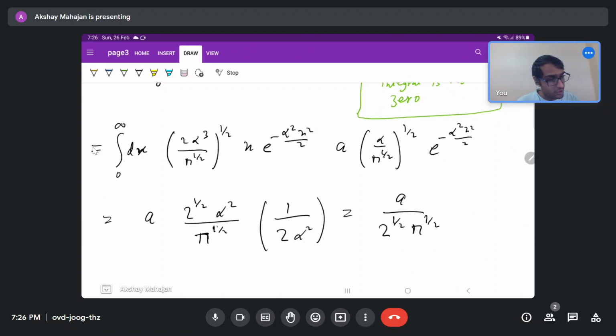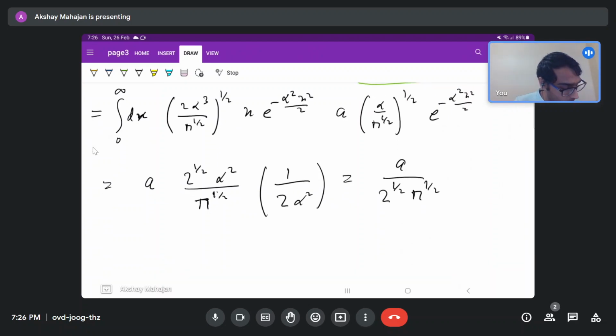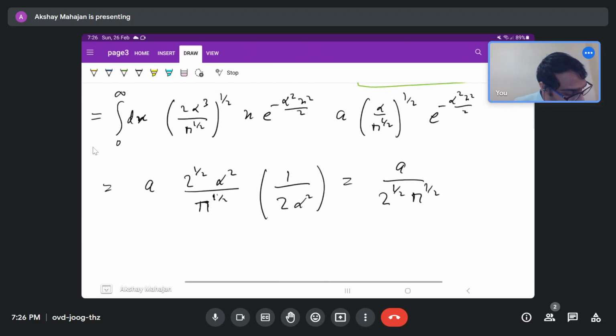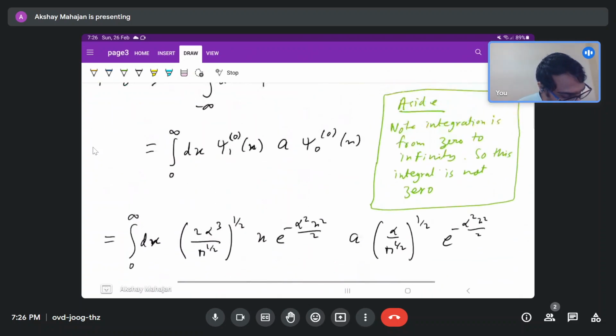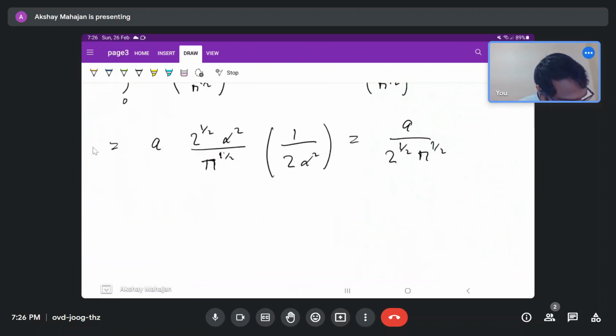This is a simple integration, and you can check the integration table as well. This kind of integral has been done earlier in the course too. So just by doing this integration, we get this result. Okay, so we have our matrix element now.